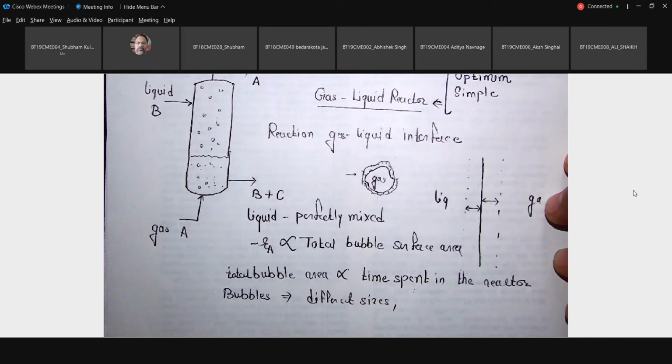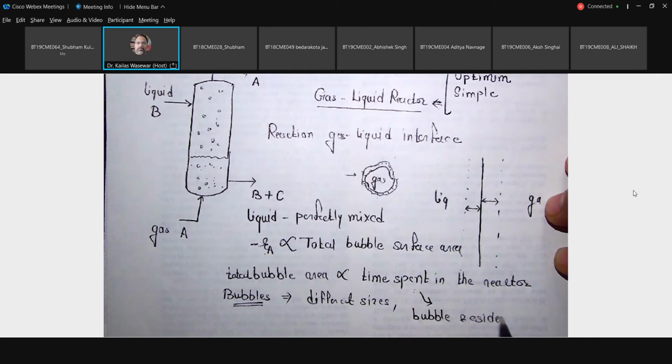And which bubble is consumed up to what extent is also important. So overall, this rate depends on the surface area available. The time spent by these particular bubbles, we can call the bubble residence time, or simply the residence time for the particular reactor. So time spent in the reactor is called the bubble residence time.